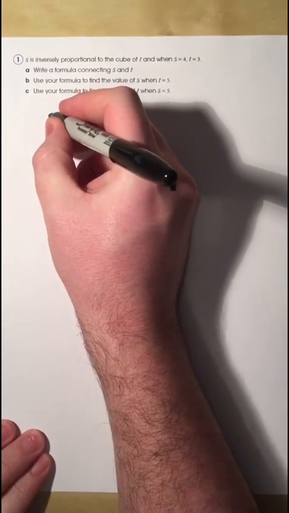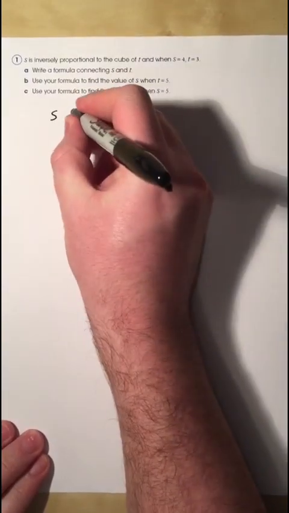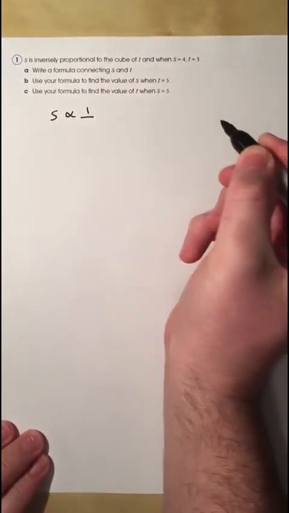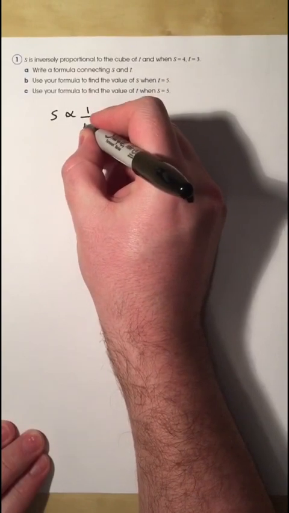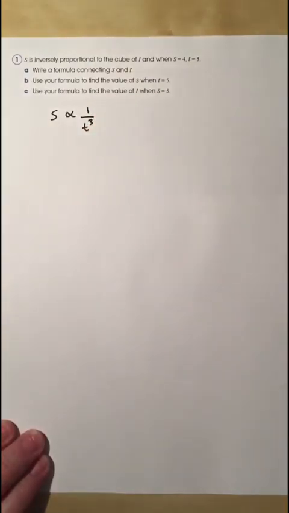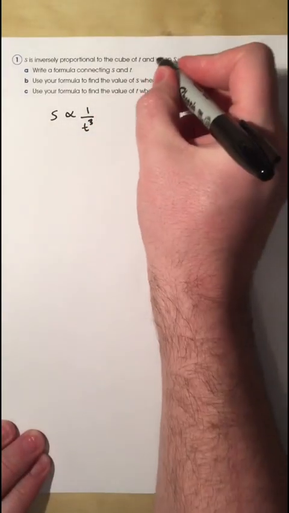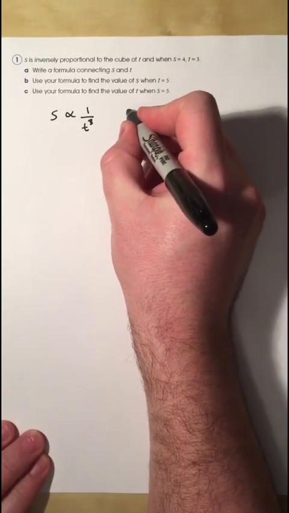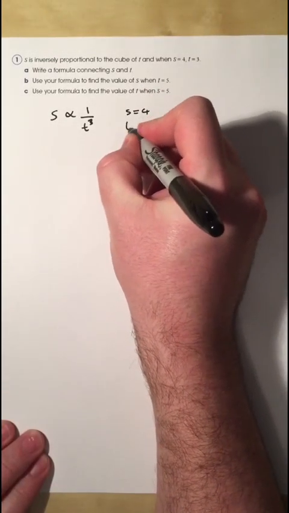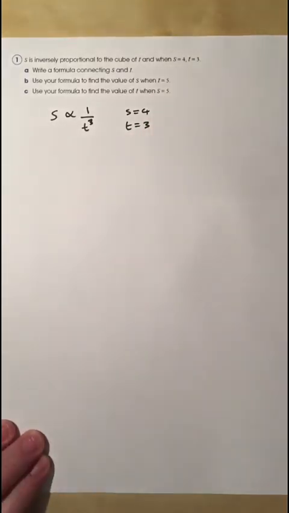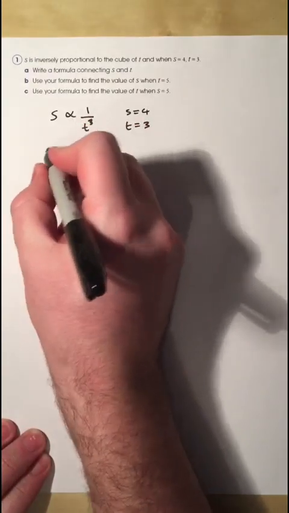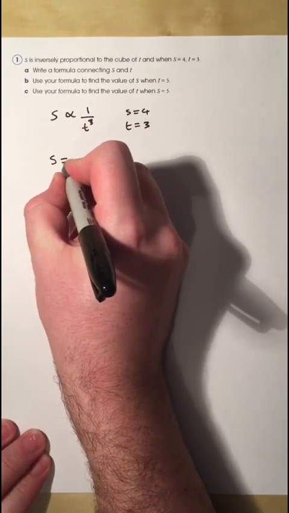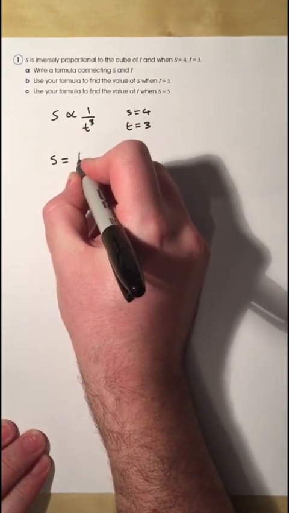S is inversely proportional to the cube of t. So we write that as S is inversely proportional to the cube of t. And it says in the question that S equals 4 when t equals 3. So the first bit asks you to write a formula connecting S and t. So we rewrite this as an equation, replacing the proportionality sign with equals k.